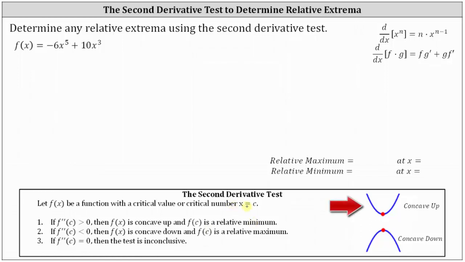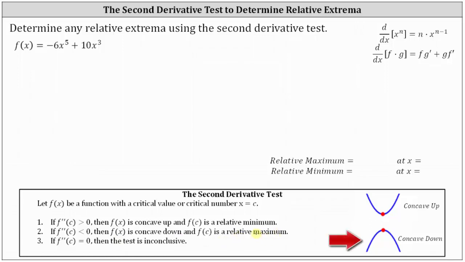So again, if x equals c is a critical number, and the second derivative is positive at x equals c, then f of x is concave up, and therefore we must have a low point at x equals c, and therefore f of c is a relative minimum. And if f double prime of c is less than 0 or negative, f of x is concave down, and f of c is a relative maximum.